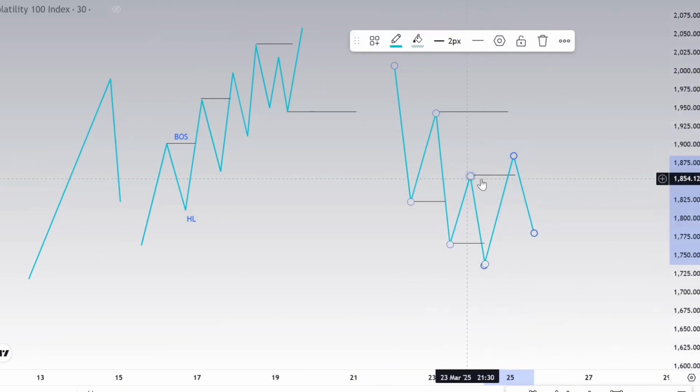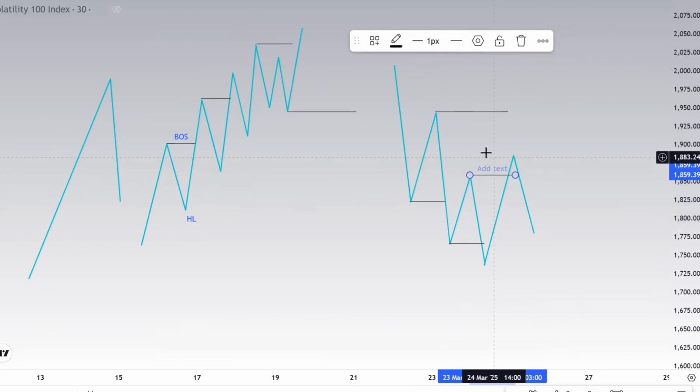When the market takes this high to the upside in a downtrend, we call this change of character. We call it change of character. The reason we call it change of character is because you can see we are in a downtrend, and all of a sudden, the market just takes out this high.